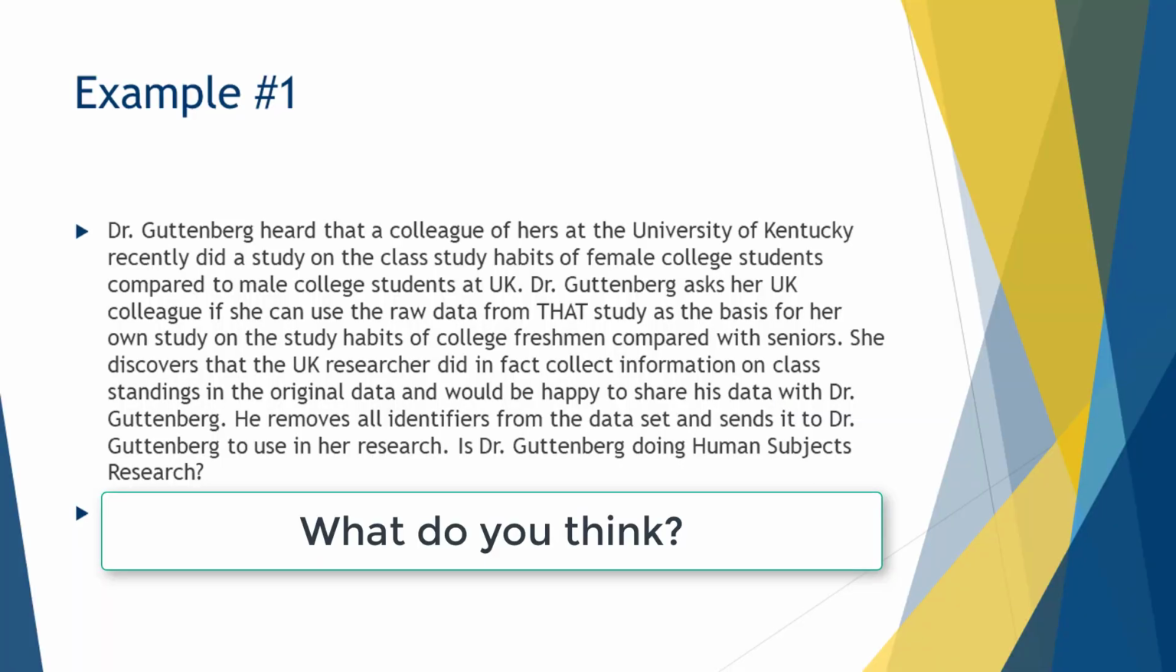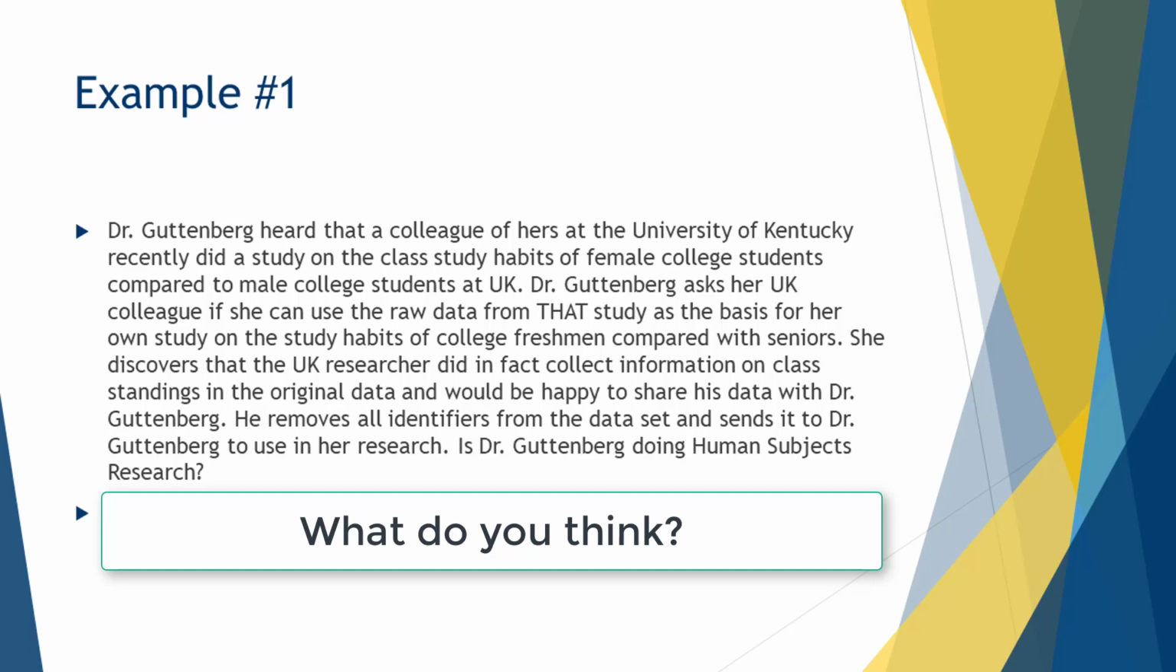This first example is Dr. Gutenberg. She heard that a colleague of hers at the University of Kentucky recently did a study on the class study habits of female college students compared to male college students at UK. Dr. Gutenberg asks her UK colleague if she can use the raw data from that study as the basis for her own study on the study habits of college freshmen compared with seniors. She discovers that the UK researcher did in fact collect information on class standings in the original data and would be happy to share his data with Dr. Gutenberg. He removes all identifiers from the data set and sends it to Dr. Gutenberg to use in her research.